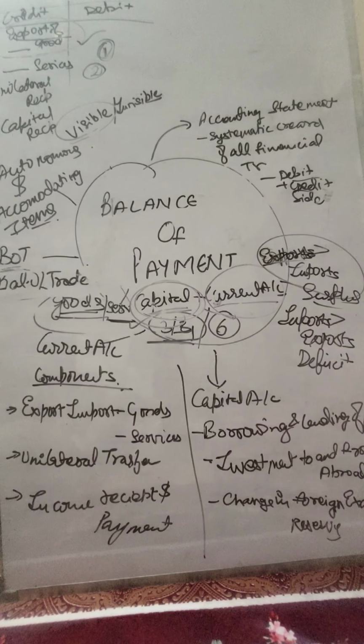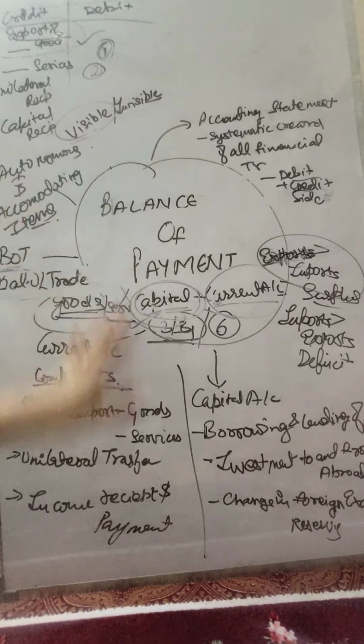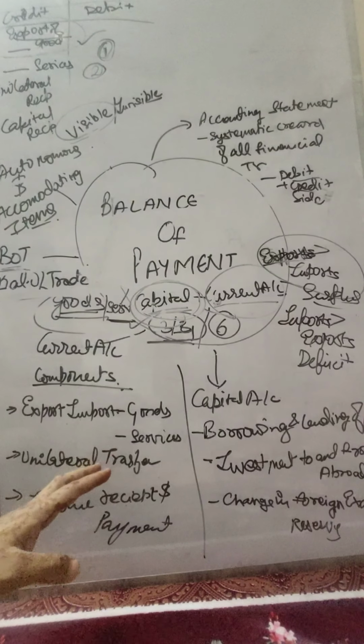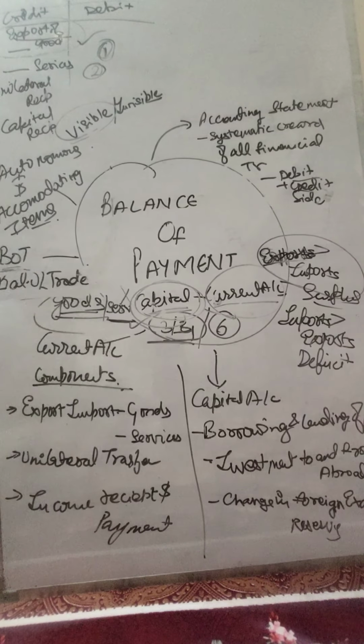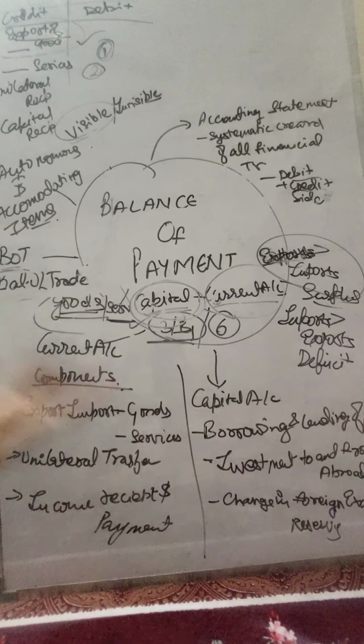That means if due to autonomous transactions there is some deficit, then we will cover it with accommodating transactions. If there is some surplus, then also we will be covering it through accommodating transactions. Otherwise, accommodating transactions do not take place. So this will be our main point of difference: autonomous transactions take place for some economic reason, whereas accommodating items take place to cover the autonomous transaction surplus or deficit, right?